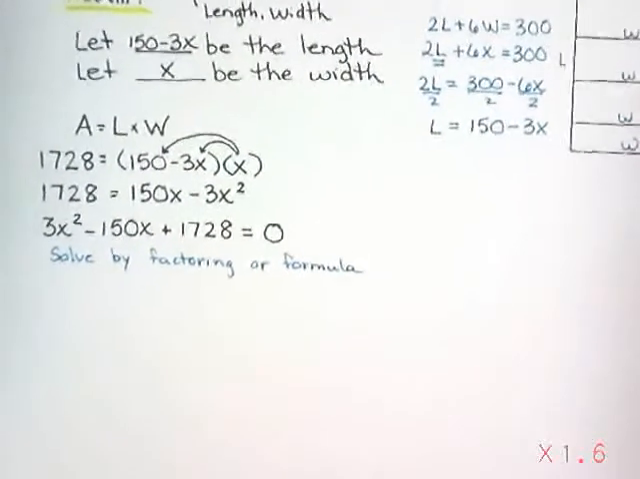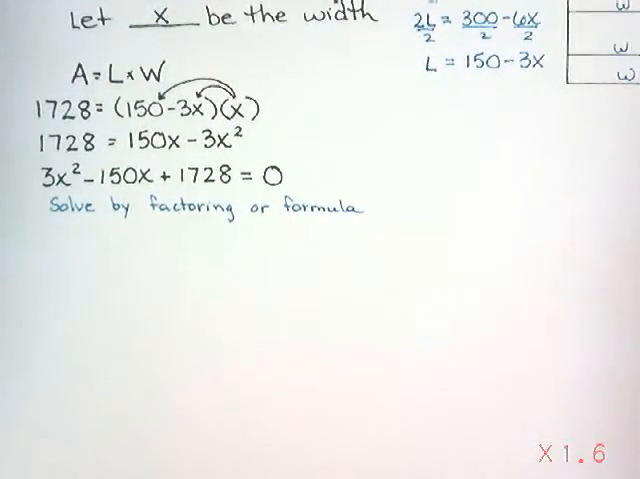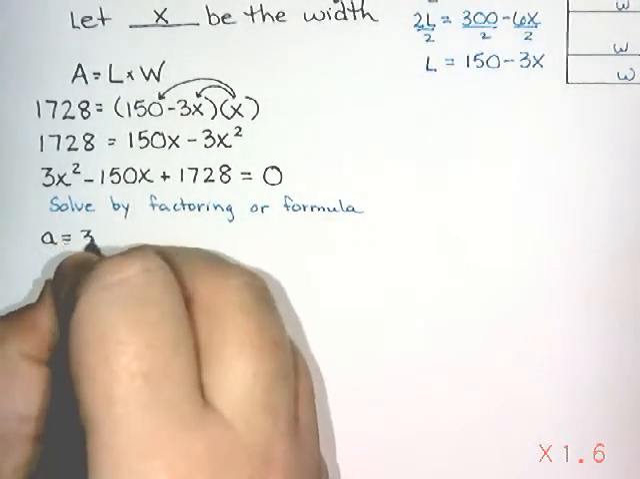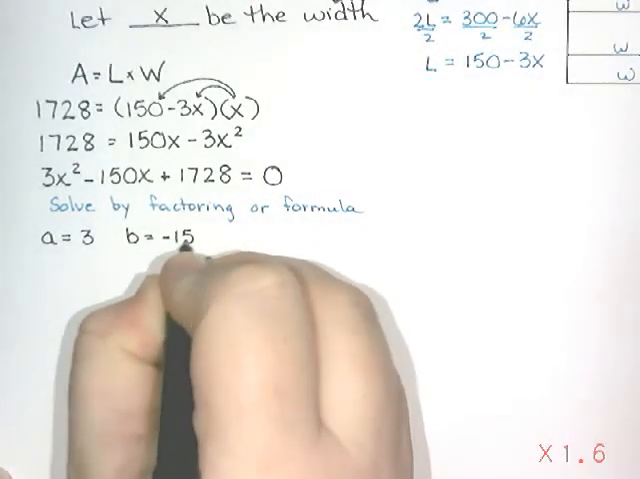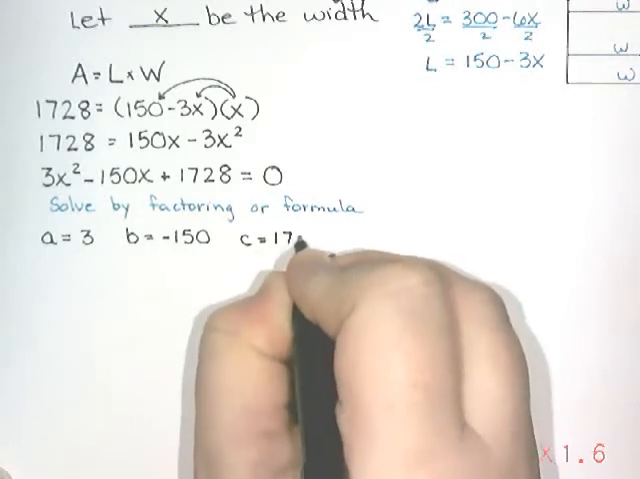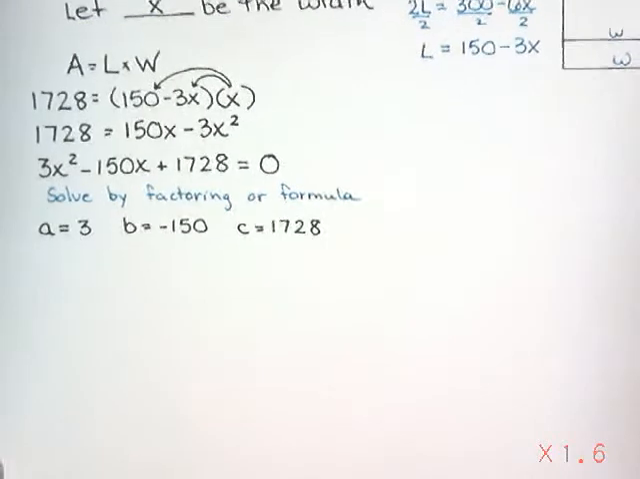I am looking at those numbers and they are fairly large. I could try to factor, but I think it might take me a while to find the numbers that work there. So I think I might try using the quadratic formula. I'm going to start by listing what A, B, and C are. A is 3, B is negative 150, and C is 1,728. And then I want to always write out the formula.